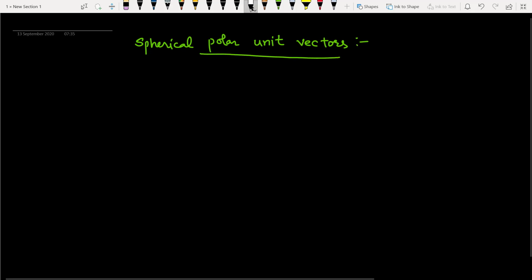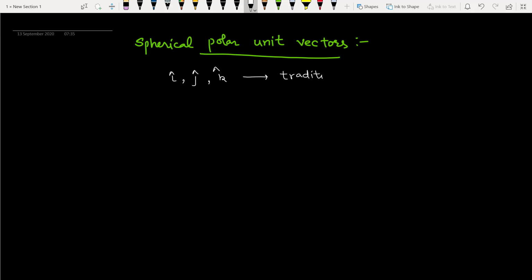So, likewise, in the traditional coordinate system, the unit vectors are i cap along the x-axis, j cap along the y-axis, and k cap along the z-axis. These are the traditional unit vectors in the Cartesian coordinate system.